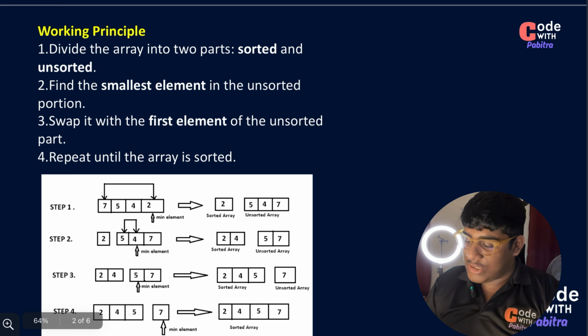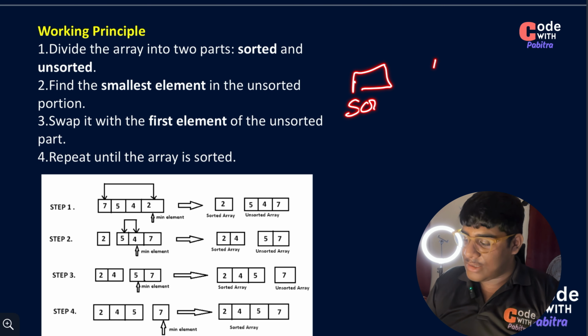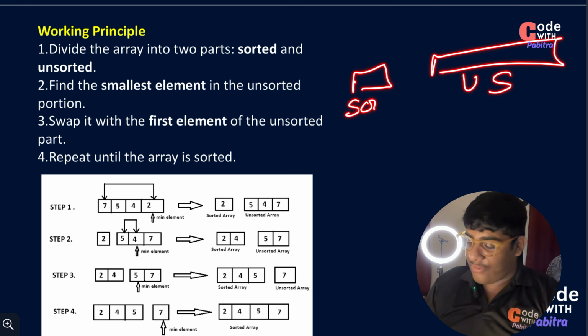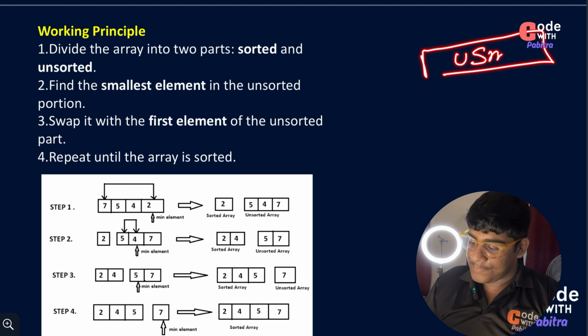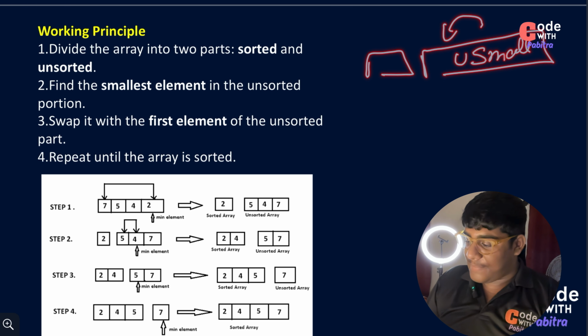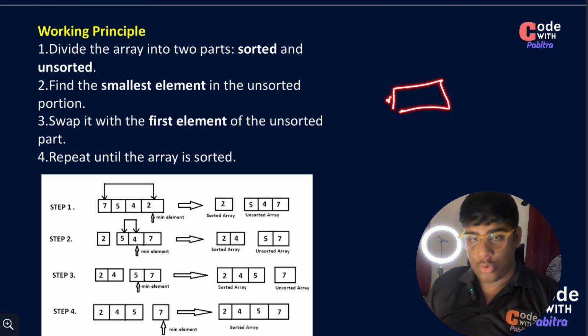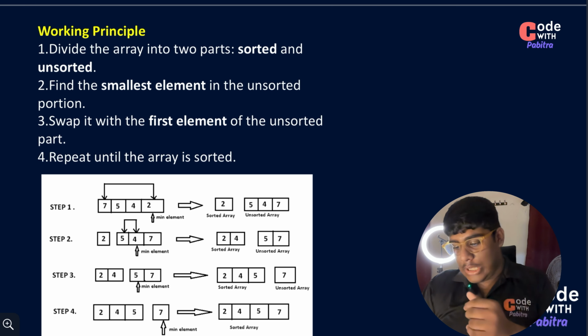Divide the array into two parts: one is the sorted part and the other is the unsorted part. Find the smallest element from the unsorted part, swap it with the first element of the unsorted part, and then make it part of the sorted part. So let's see an example.